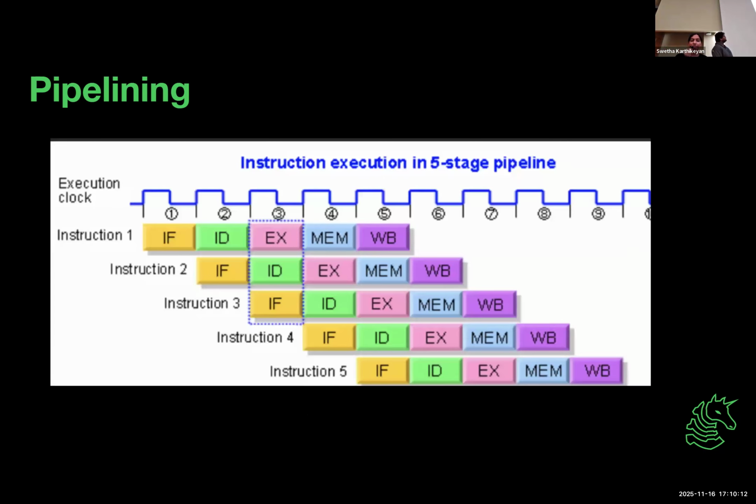For example, say we have 5 different instructions. If we were to execute one instruction fully and then the next instruction fully, that would take 25 clock cycles to execute. But because of pipelining, we can execute all 5 instructions in only 9 or 10 clock cycles total.